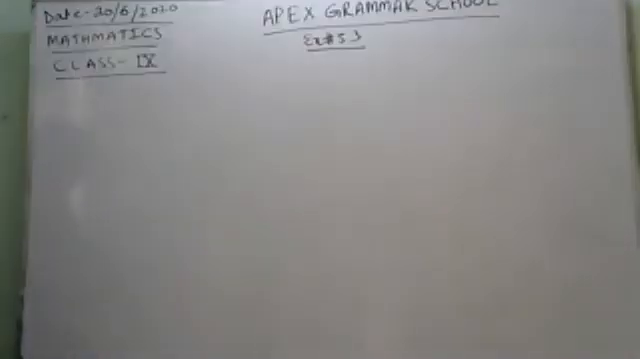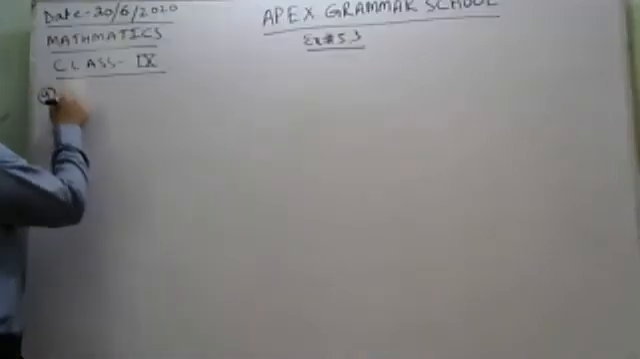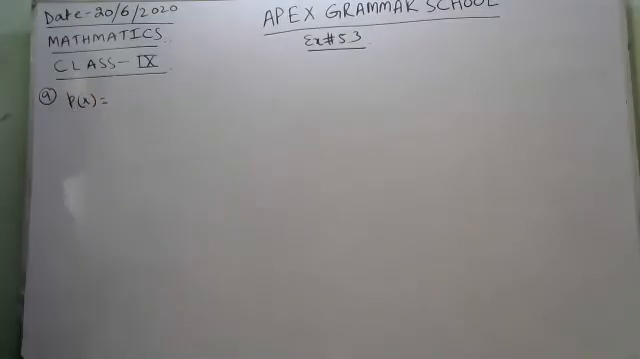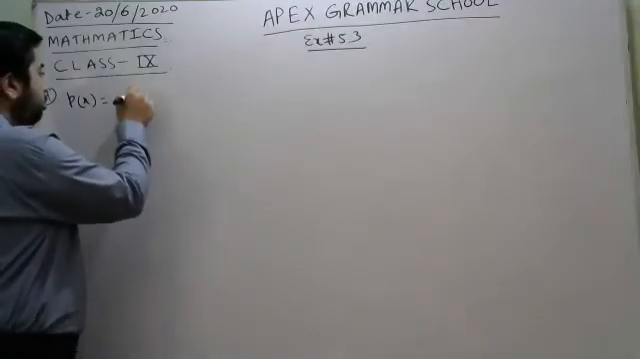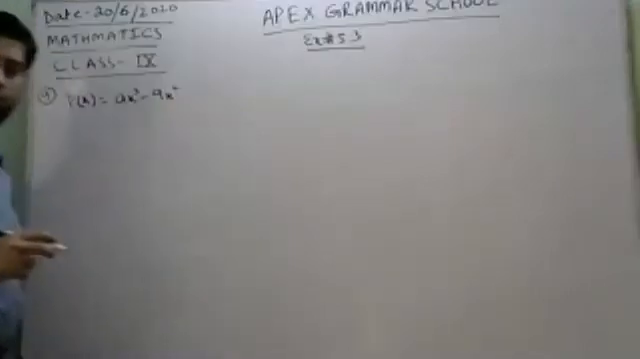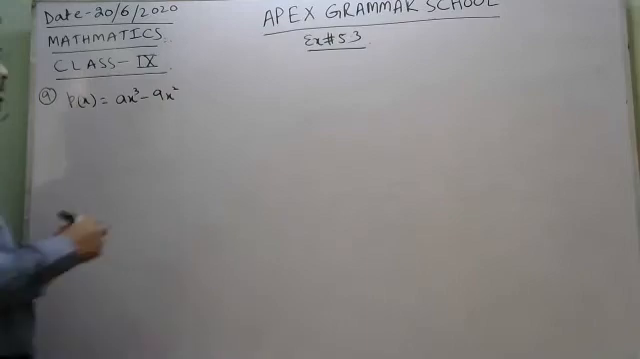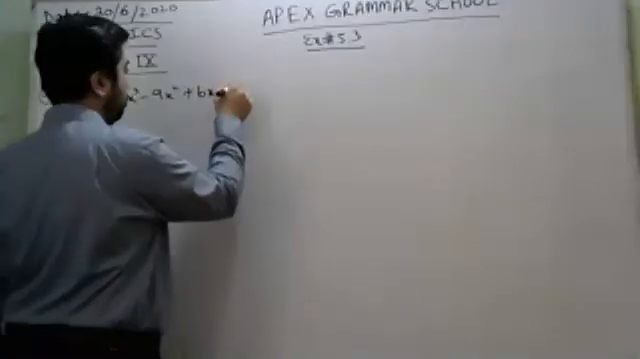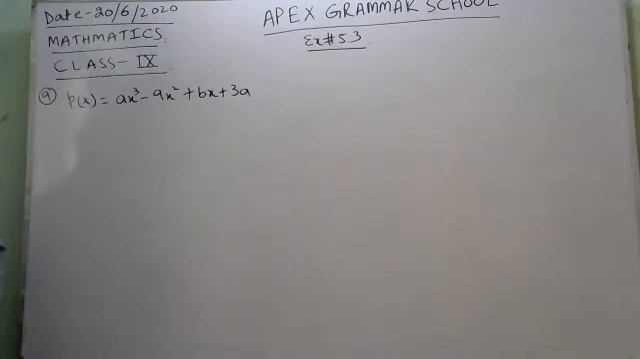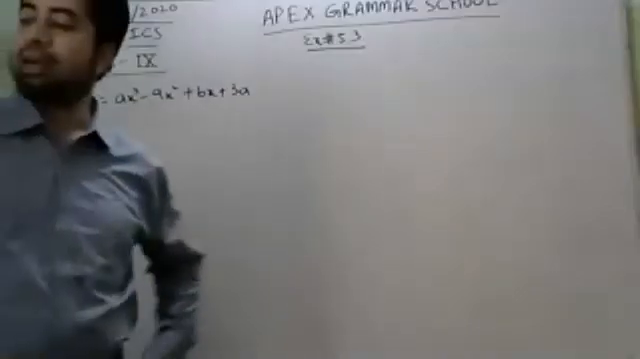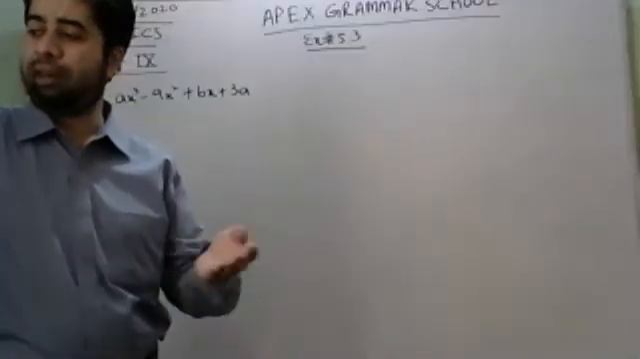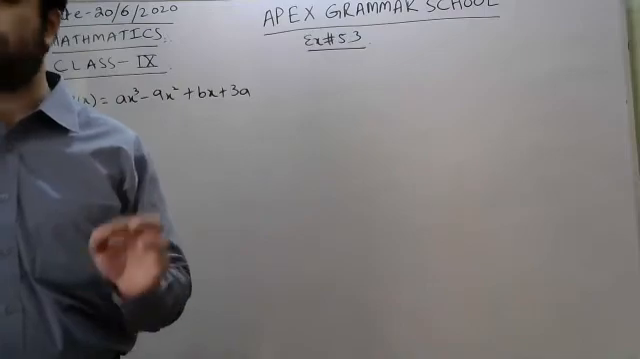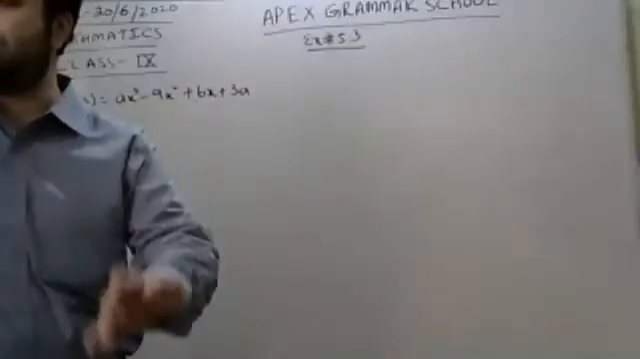The last question: the polynomial p of x is equal to ax cube minus 9x squared plus bx plus 3a. This is a polynomial, and it is asking that it is exactly divisible. Please read the statement of question number 9. The expression ax cube minus 9x squared plus bx plus 3a, this is the polynomial, is exactly divisible.